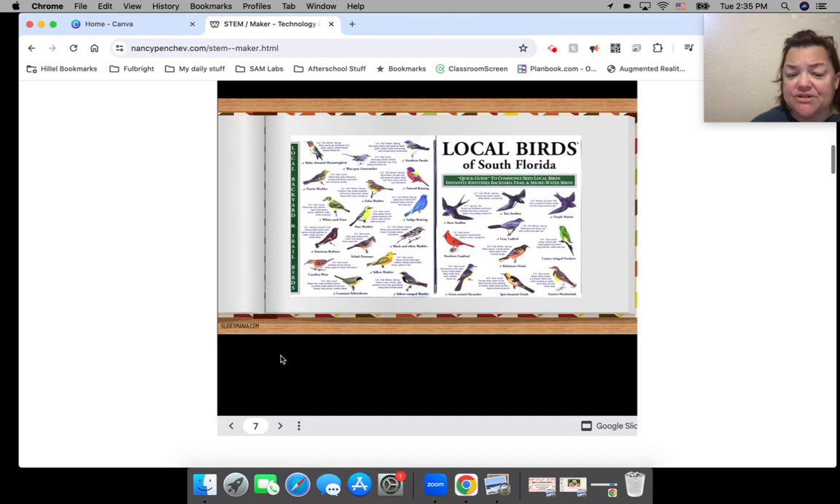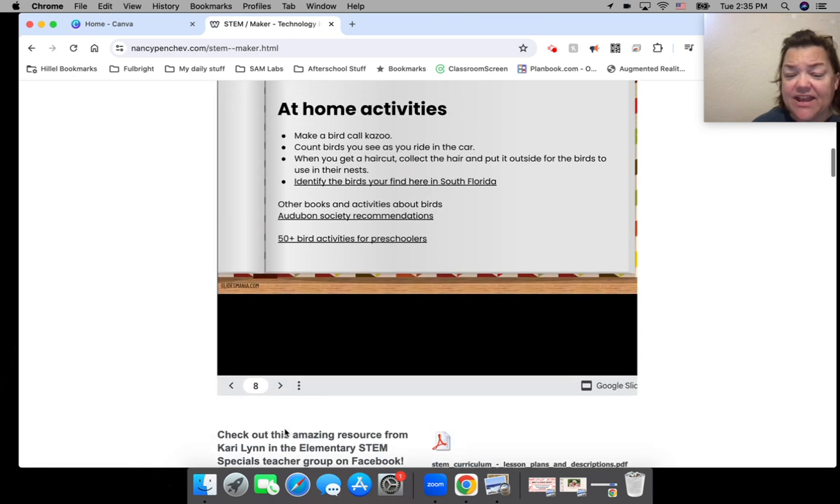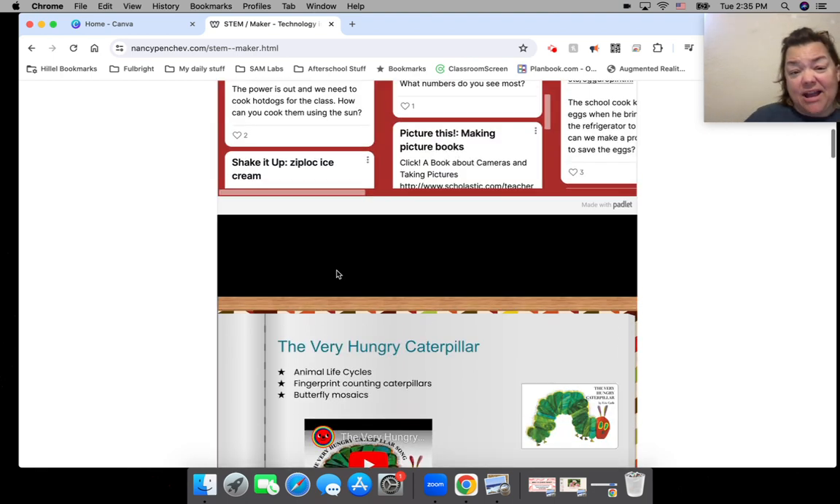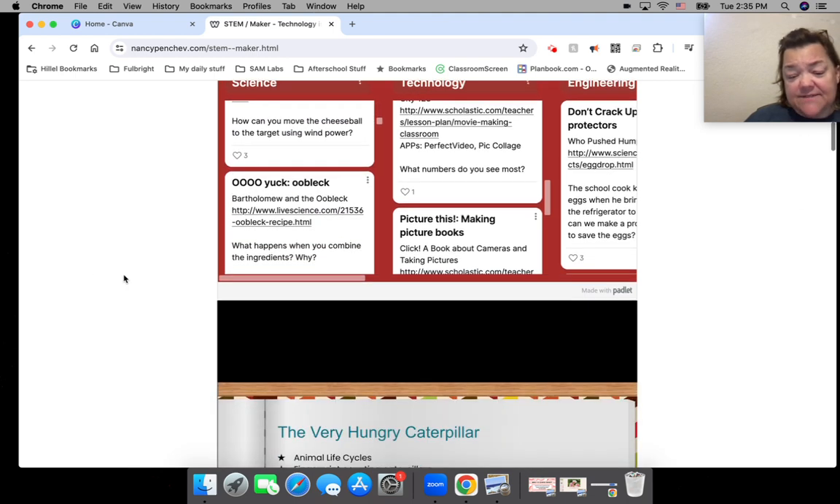This is a local Birds of South Florida mat that we take outside to see if we can find anything. And then there are some at-home activities that you could send home with the kids too. There's a bunch of books here and I keep adding to it all the time. Usually I have the book read aloud playing, because I teach a STEM storytelling class after school as well. So I turn on the book for them to watch while I'm gathering all the stuff for us to do the activities. Some of them are the same here and some are different.